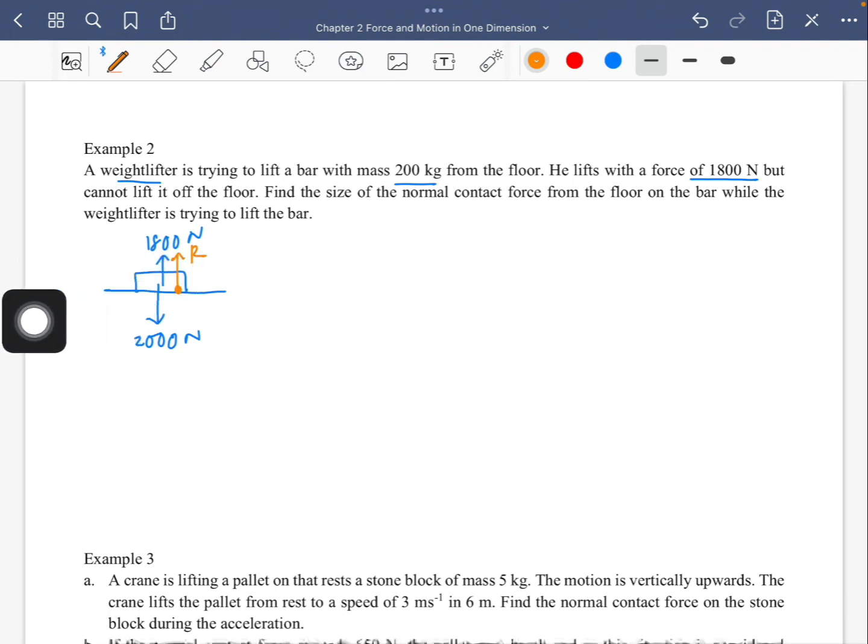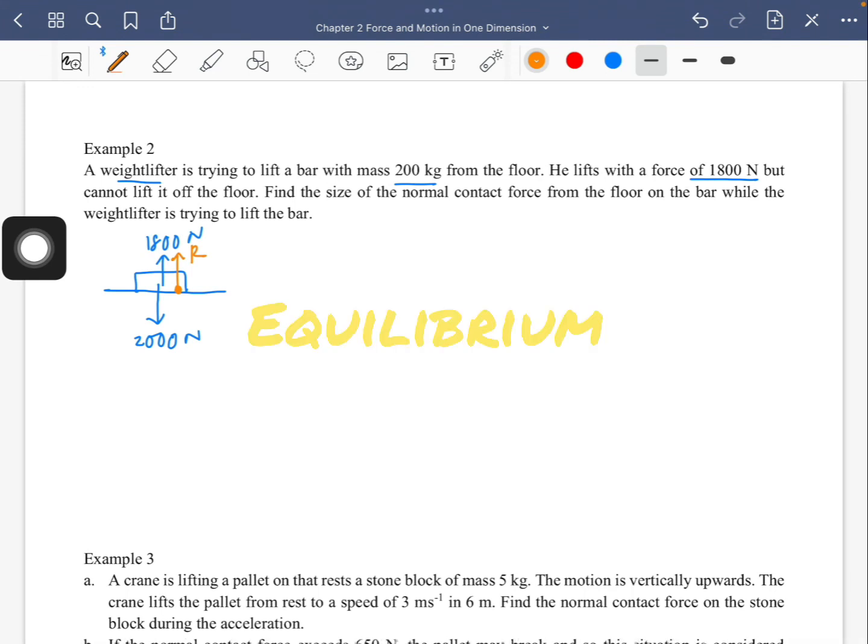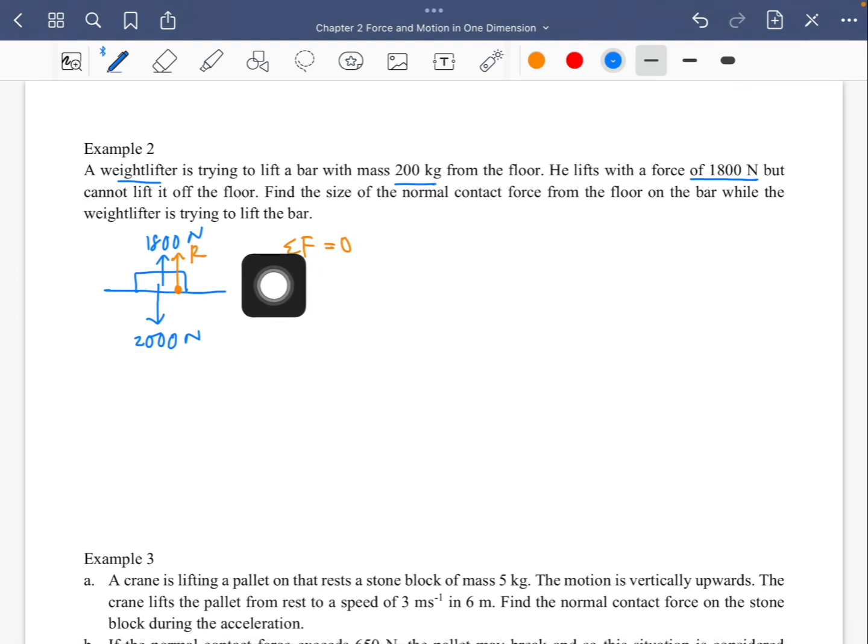Okay, so for this case the object is not moving, right? The object is still on the floor because he cannot lift it off the floor, right? So for this case, the summation of force is equal to 0. Why is it equal to 0? Because there is no motion vertically upward. Then we apply this formula, summation of force equal to 0.